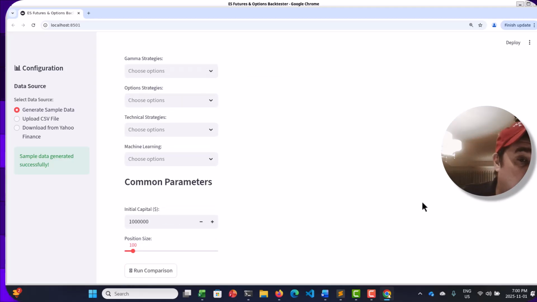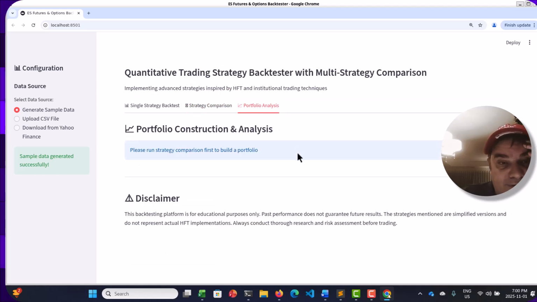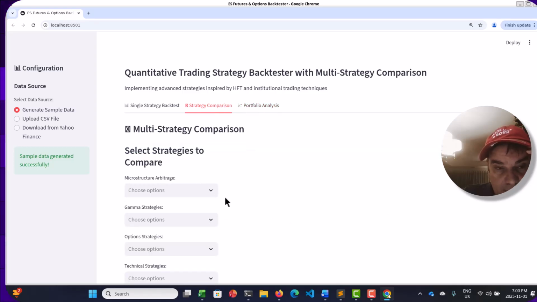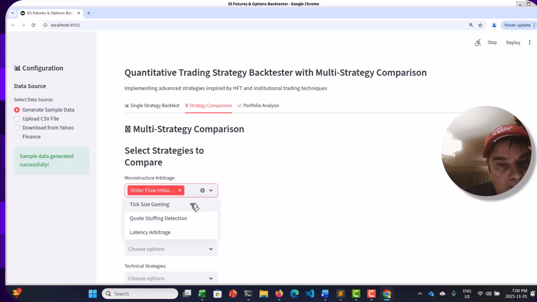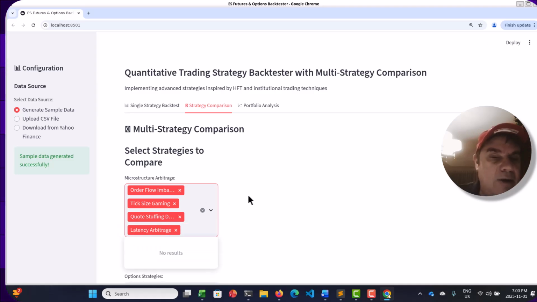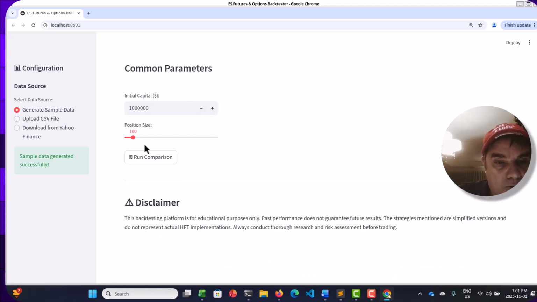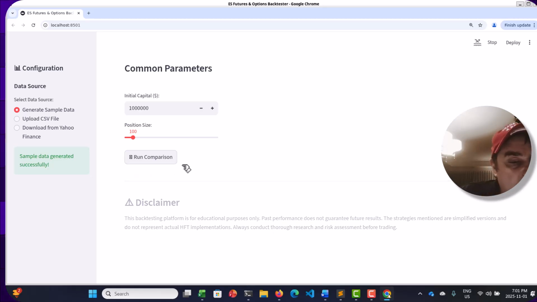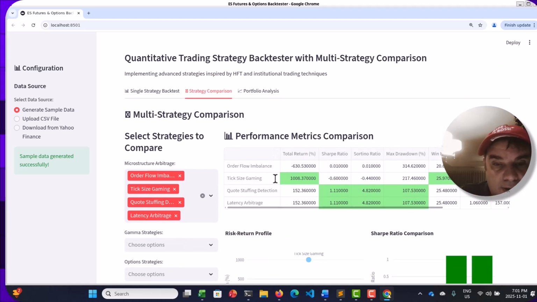So we have some options here. Let's check out our portfolio analysis. Oh, I see. We have to run a strategy first. So let's say we want to try out order flow imbalance. Oh, I see. Yeah, that's right. We can check out all of these at once. I forgot about that. So out of that, we can run the comparison of all those at the microstructure strategy level. It takes a while. It just ran. So here are our results.